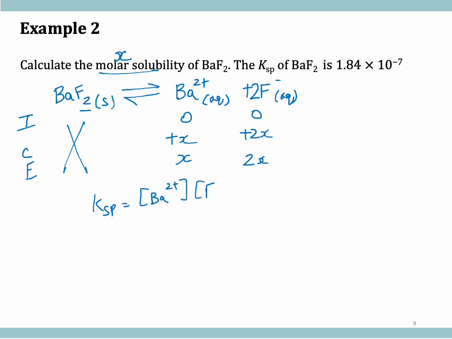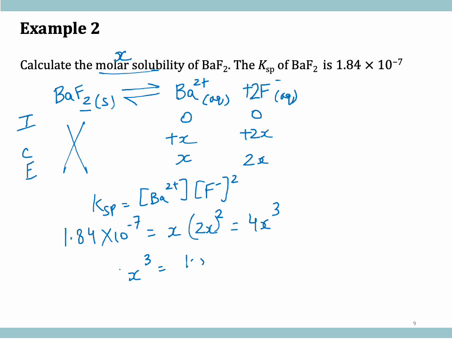So Ksp is given to us. Ksp is 1.84 times 10 raised to the power minus 7 equals x for barium, 2x for fluoride, and it is squared, which eventually gives you 4x cubed. So x cubed is going to be 1.84 times 10 raised to the power minus 7 divided by 4, and x is going to be, I have to get rid of this 3, so I would take all of this and raise it to the power of 1 by 3. That is how you write it in your calculator.